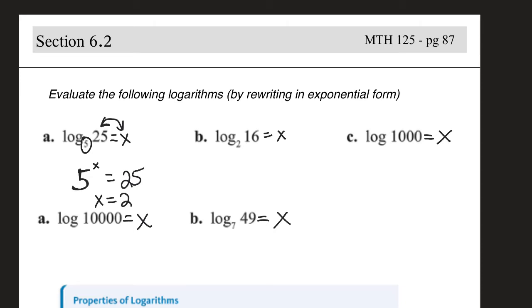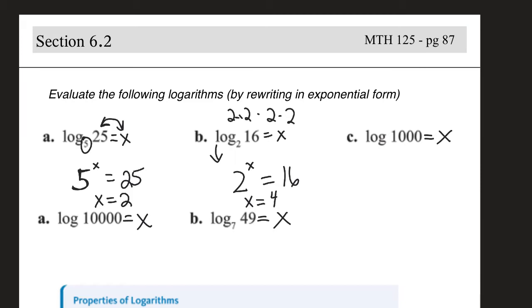Looking at b, if I rewrite this as an exponential, the 2 becomes big. My x and my 16 switch spots. What power of 2 gives me 16? Well, 2 times 2 is 4, times 2 is 8, times 2 is 16. So that would mean the 4th power. 2 multiplied by itself 4 times is 16.